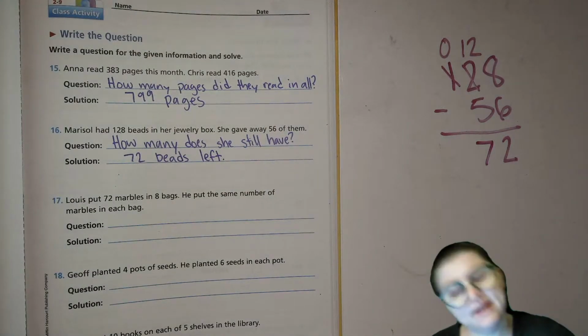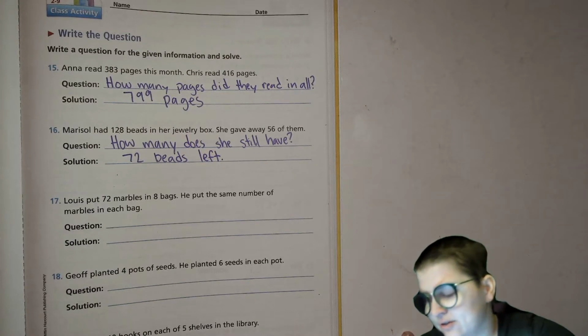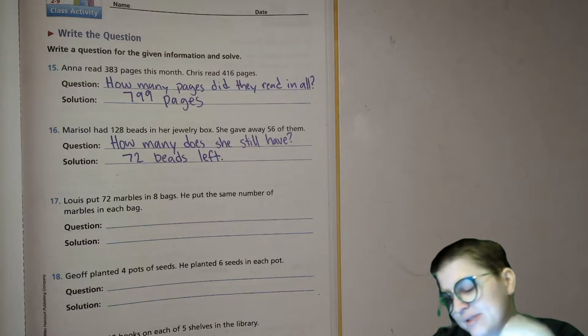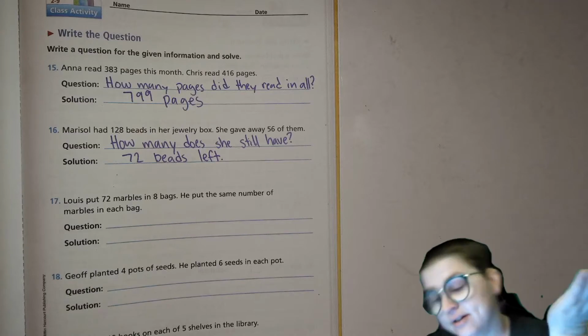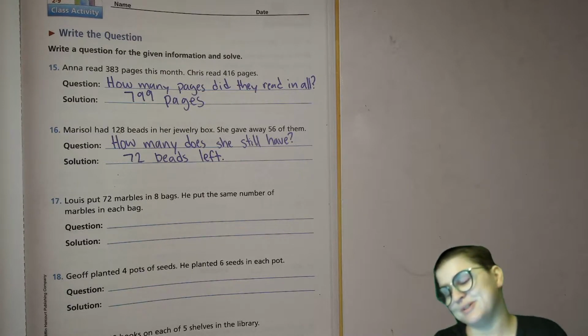All right, number 17, here we go. Louis, I think it's Louis, put 72 marbles in 8 bags. He put the same number of marbles in each bag. Let's go ahead and just go with the obvious one. How many marbles are in each bag, right?